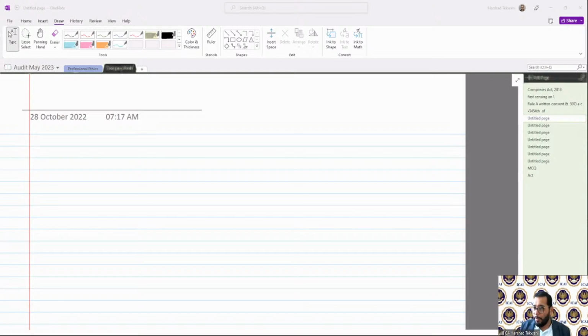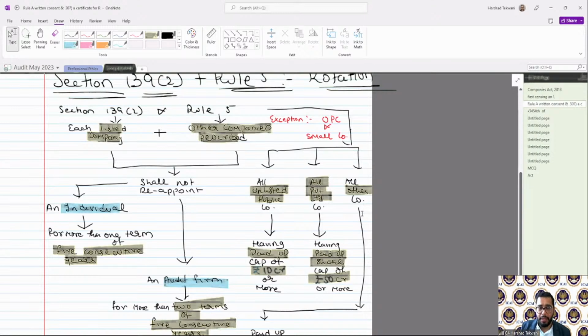When I talk about other prescribed companies for Rule 5, all other companies do not include a government company, because for a government company it is different. If you see the wording of classes of company, that includes all unlisted public companies or private companies, and all companies having paid up share capital below that threshold but having public borrowing and public deposit.